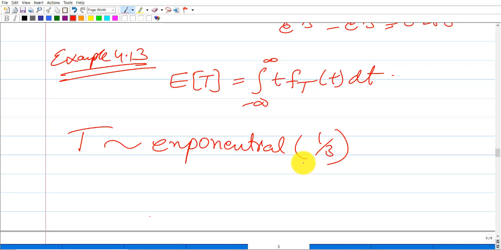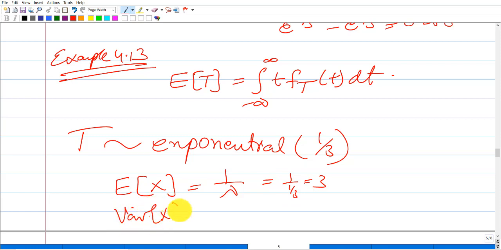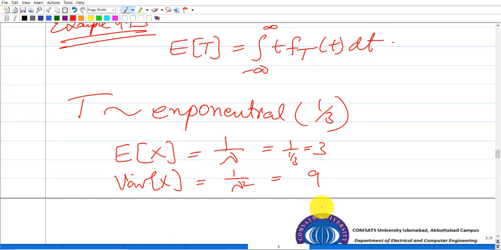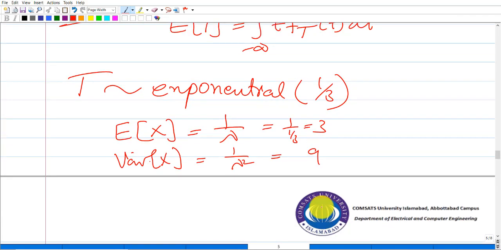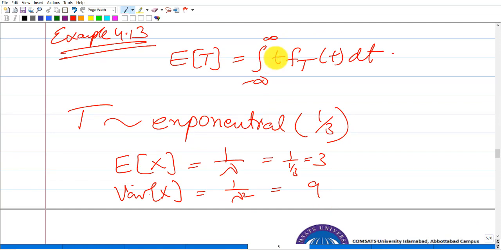In that case, we have the theorem that we defined earlier as theorem 4.8. The expected value of x would be simply 1 over lambda, which is 1 over 1/3, which is 3. And the variance of x would be straightforward, 1 over lambda square, so that would be 9. So that's easy. We can even use integration by parts with this relation, and find out the variance also by using that relation.